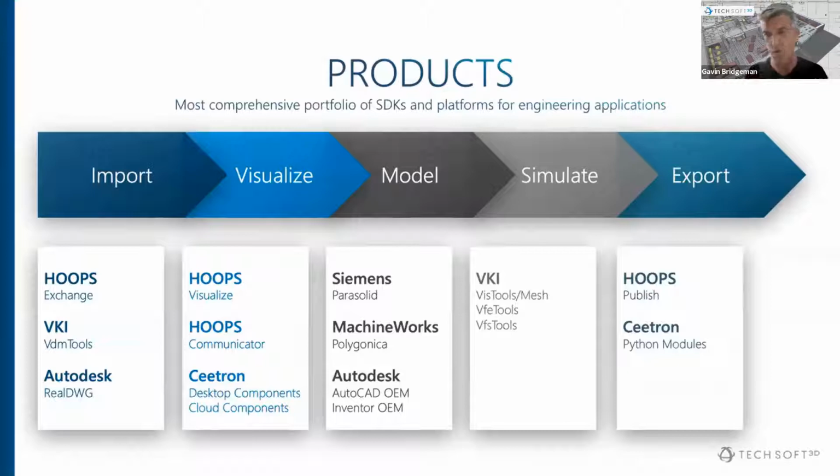Siemens is one of those companies with whom we have a great relationship. They have a modeling engine that's widely used in the manufacturing space, and we have a partnership with them that has their technology connected to our technology. And then we have a relationship with Polygonica, who have a modeling engine that's primarily targeted at dealing with tessellated data that has particular value in the 3D printing space.